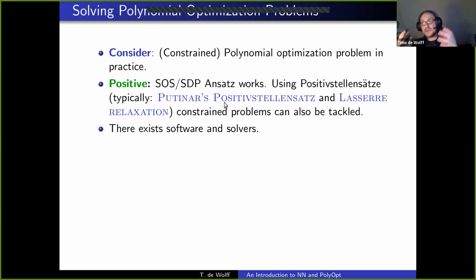Another piece of good news is there is software and there are solvers. So you don't need to do all of this by hand. For SDP, there are solvers that you can hand the problems to. And you might say, well, it's still painful, I don't want to write down the SDP. If I just want to write down my constrained polynomial optimization problem, that's also okay. There is software that translates this problem into an SDP, gives it to the solver, and hopefully the solver will solve it. So that's all the good things.